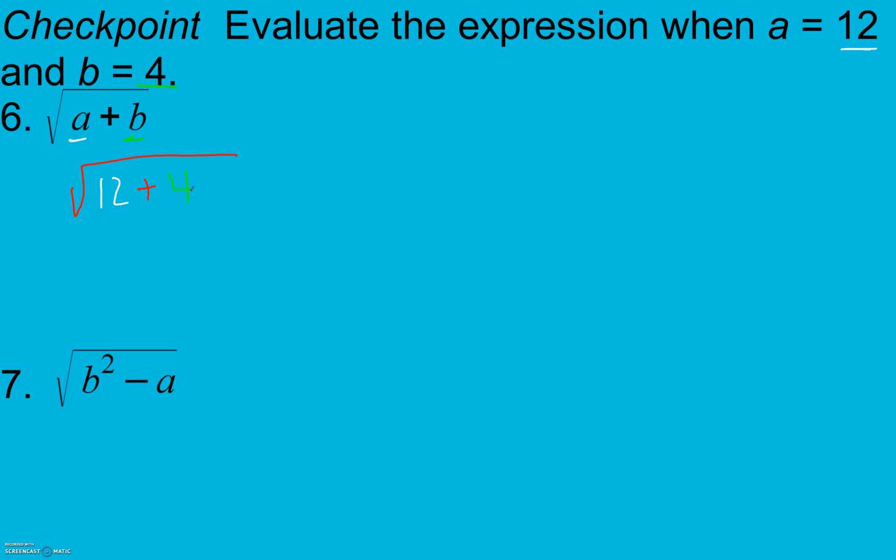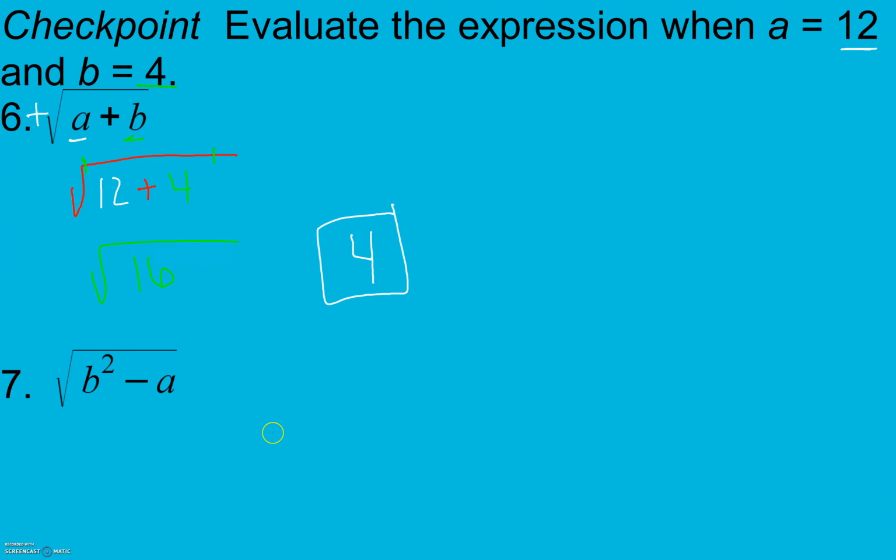Now, my square root itself is a grouping symbol. So I'm going to do whatever's inside my square root first. 12 plus 4 is 16. And then I can finally, once it's completely simplified, take my square root. And the square root of 16 is 4. 4 times 4 is how I get to 16. And we want the principal root because it's positive here. We only want a positive 4. It's already showing us what type of answer we want.